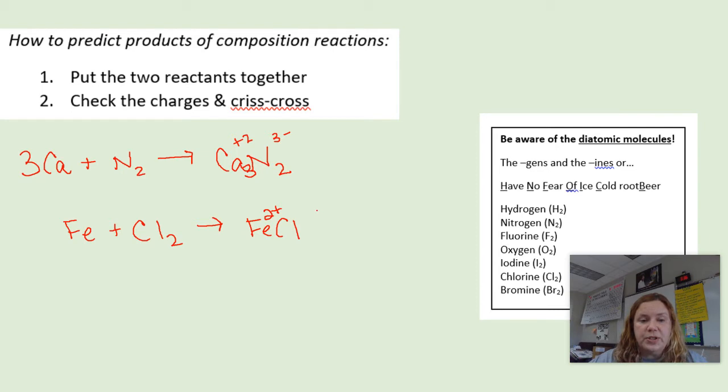And so we're going to assume it's a 2+, and chlorine's a 1-, so we crisscross, so we bring our 2 here. This 2 came from the 2 charge on iron, not from the 2 because chlorine was diatomic over here. So please clarify that and please make sure you understand that. Now, this equation is now balanced.